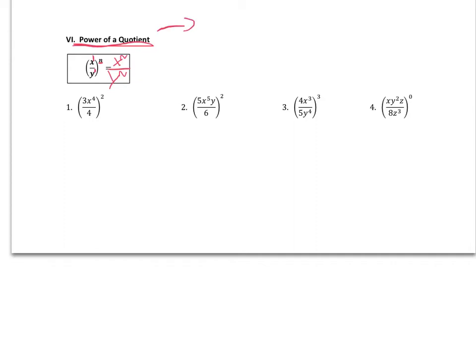So power of a quotient, again, the key is, it's just like power of a power. You multiply exponents, but now you do it twice. You do it for the numerator, and you do it for the denominator. All right, let's look at number 1.